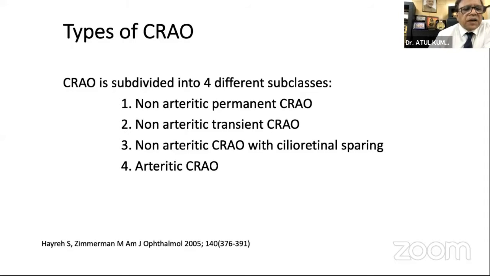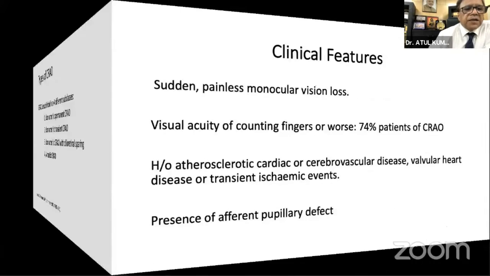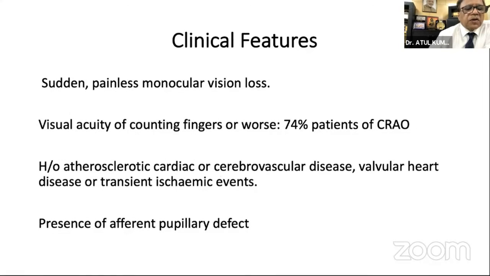CRAO is basically non-arteritic, usually in our country. In the West or UK, we get more of the arteritic form, with throbbing headache around the temporal side of the head, and the ESR is massively raised, CRP raised. The non-arteritic form is more common in our country, and the clinical feature can be a sudden monocular visual loss.